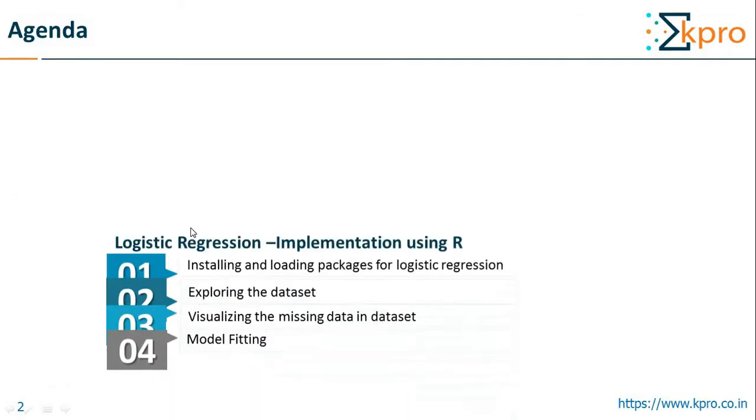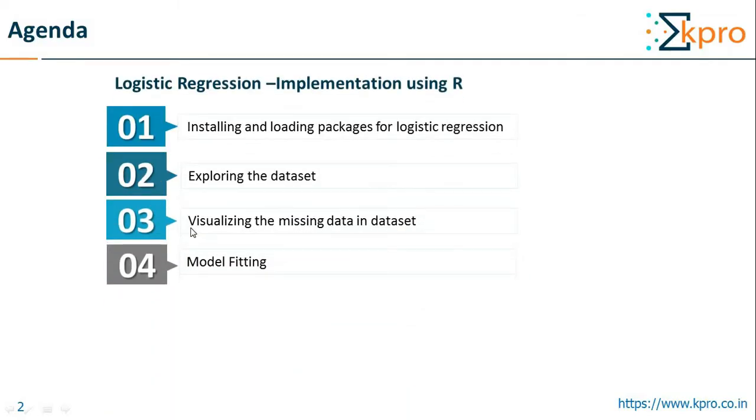So as we are going to implement logistic regression model in R, we will first install and load the packages required for logistic regression. Then we will explore our data set. Then we will visualize the data set for the missing data, and finally we will fit our model using the GLM function. So let's get started.